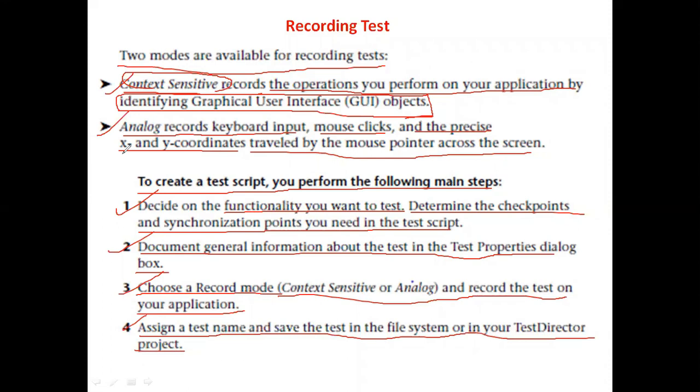And second one, document general information about the test in the test properties dialog. That means the logical name. All this information you are going to give as test properties in the test properties dialog. The next one, choose record mode. There are two types of record modes. One is context sensitive record, another one is analog record. Now, in this, you are going to select one, either context sensitive or analog.